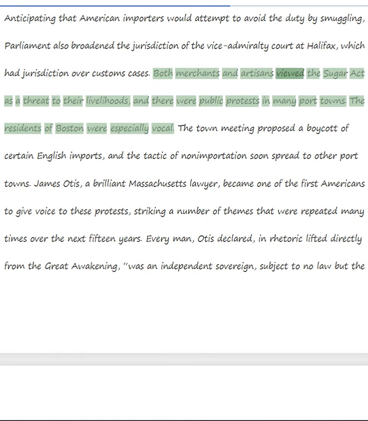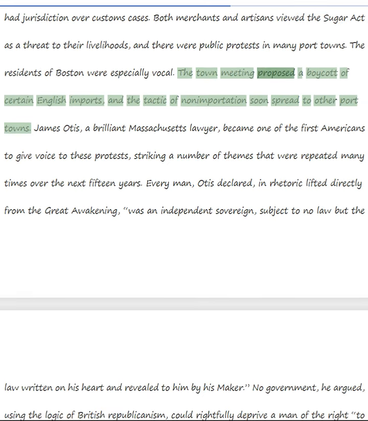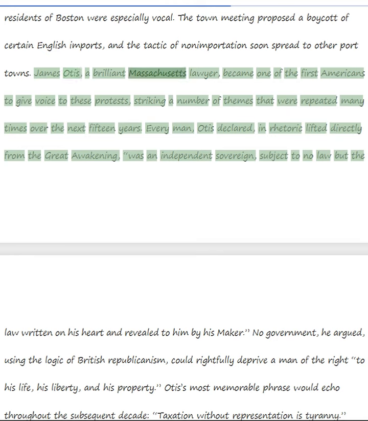Both merchants and artisans viewed the Sugar Act as a threat to their livelihoods, and there were public protests in many port towns. The residents of Boston were especially vocal. The town meeting proposed a boycott of certain English imports, and the tactic of non-importation soon spread to other port towns. James Otis, a brilliant Massachusetts lawyer, became one of the first Americans to give voice to these protests, striking a number of themes that were repeated many times over the next 15 years.